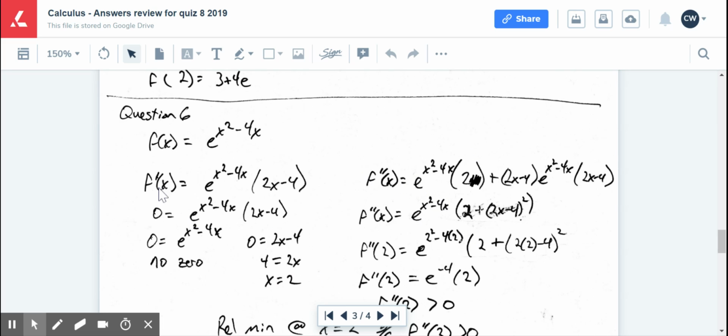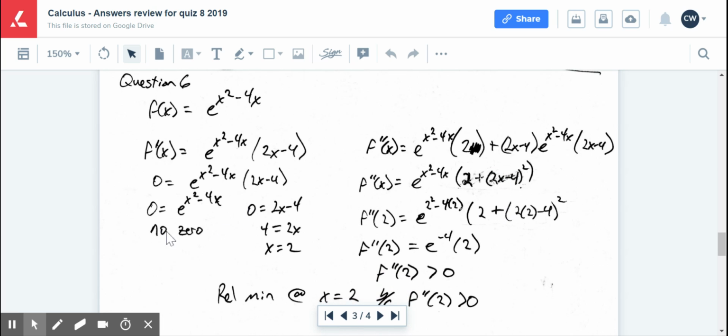Then for the second derivative, we're going to do product rule. So that's going to be first times derivative of the second plus the second times derivative of the first. So again, that's going to be e times the derivative of the exponent. So that's how I get 2x minus 4. Notice I have an e in both of them, so I factor that e out. That leaves me with 2 plus 2x minus 4 times 2x minus 4, which is the same thing as 2x minus 4 squared. Then I'm going to plug in my critical point, which was 2.